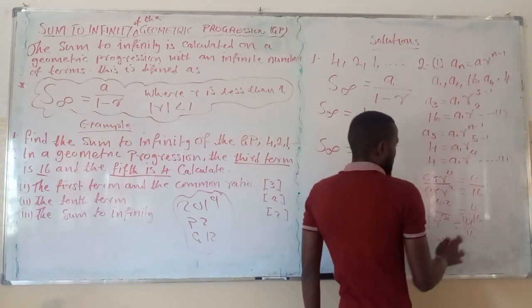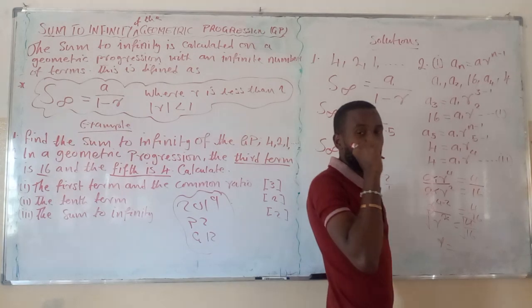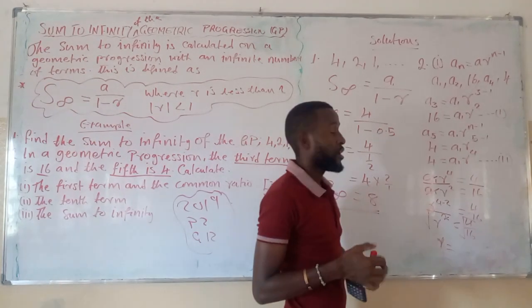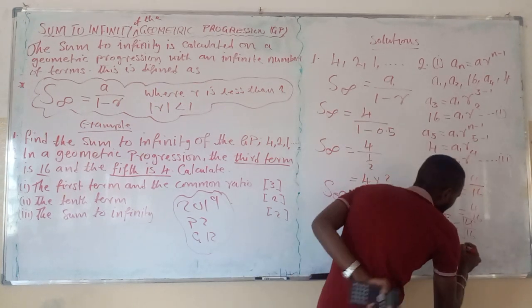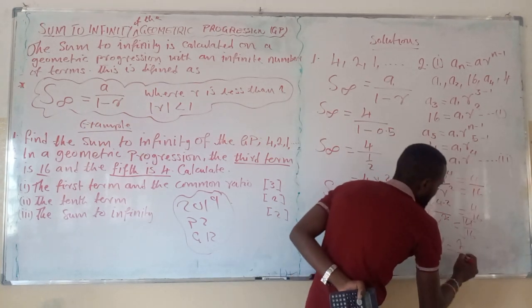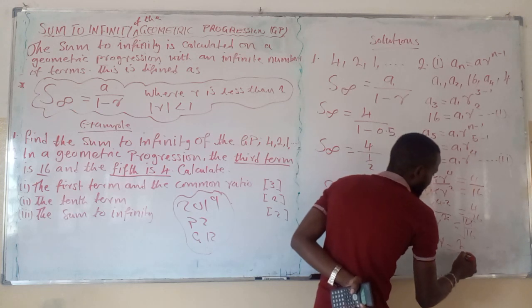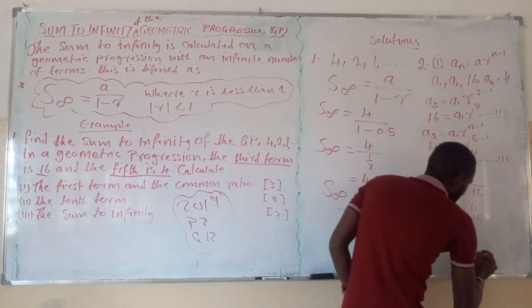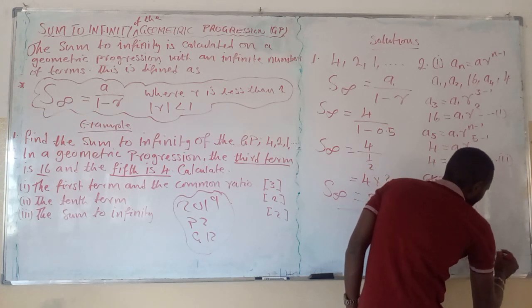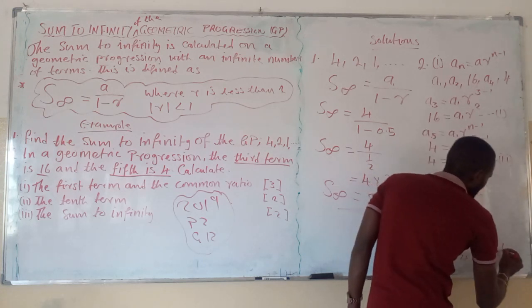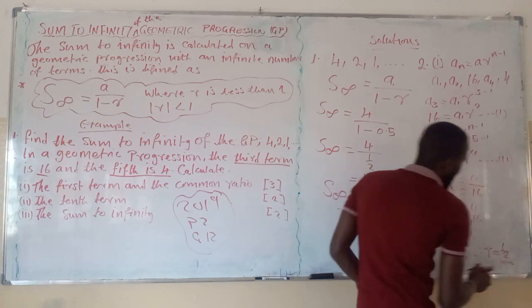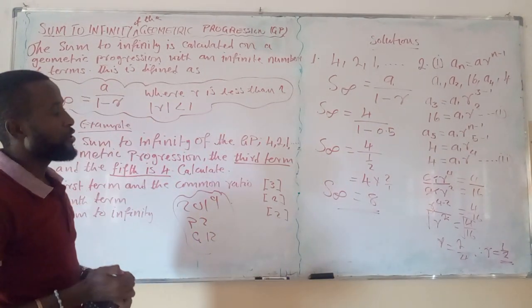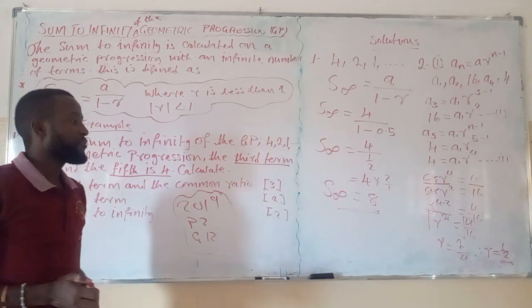Now, what's the square root of 4? What is that number when you multiply it 2 times you get 4? That is 2. So we have 2 over square root of 16, that is 4. So the final answer for the common ratio will be 1 over 2. 1 over 2, that's the common ratio. Have you seen how we have found the common ratio? 1 over 2. That is how you find the common ratio.